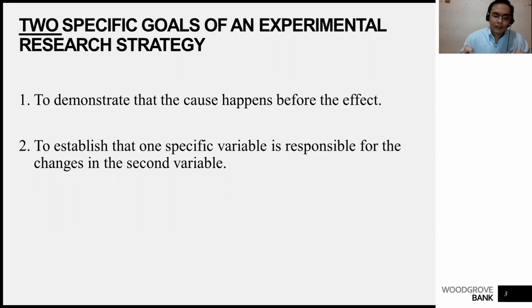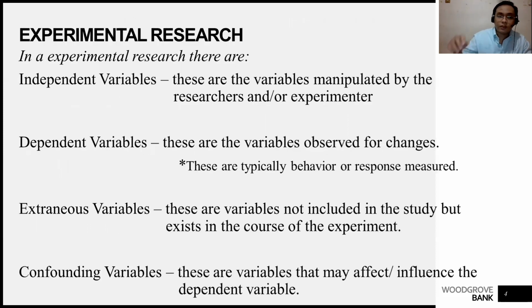Okay, this is important because there are four variables involved in experimental research. So here are the four variables. One, independent variable. These are the variables manipulated by the researchers or experimenter. Number two, dependent variables. These are the variables observed for changes. So typically, the dependent variables are the behavior or the response measured in a research or in an experiment.